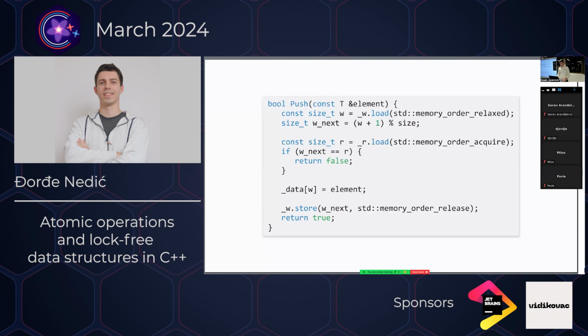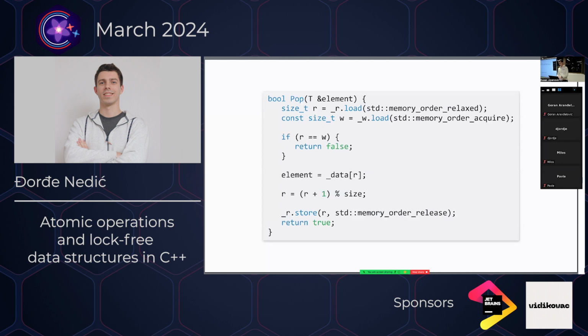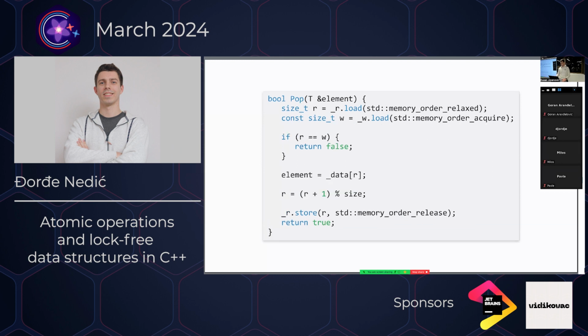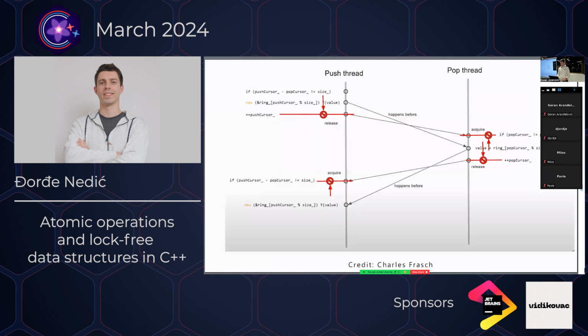Basically, we are pairing the load of the read index here with the store of the read index here. And we are also pairing the load of the write index here with the store of the write index here. Please consider that the topmost load is relaxed only because the producer or the consumer is reading their own index. So they don't need to care about these things. It can just read its own.